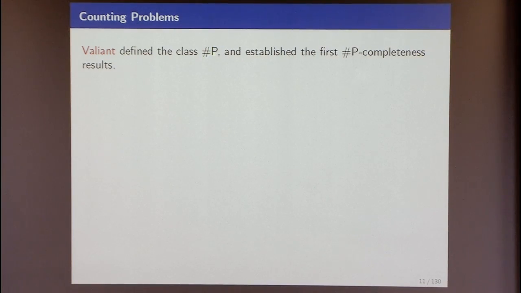Everyone knows what the class NP or #P is, which is basically the counting version of NP. All right? So everybody knows what NP is. Everybody knows what P is. Everybody knows what a Turing machine is. You account for the number of steps a Turing machine takes.